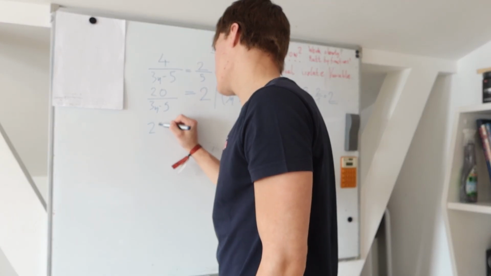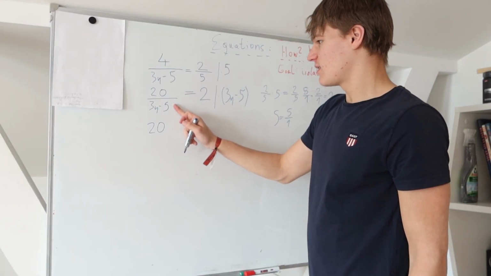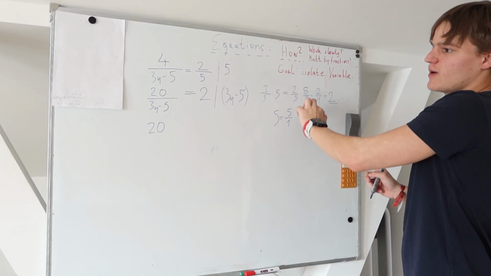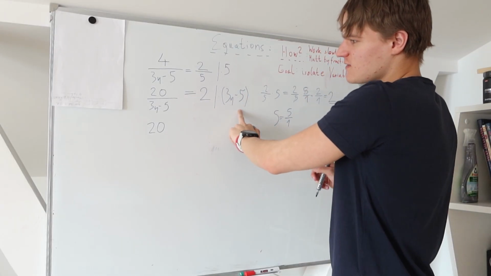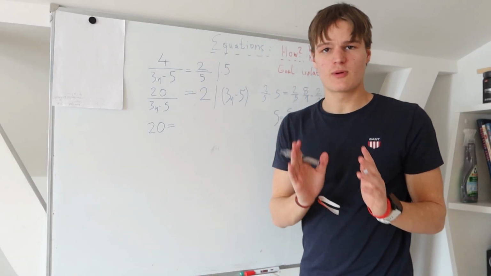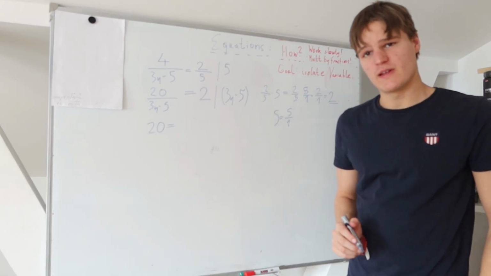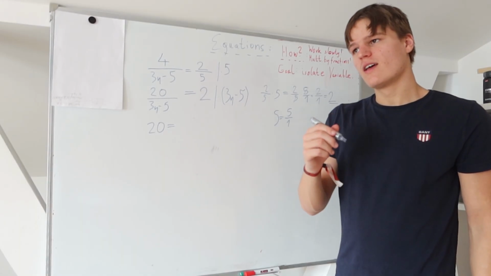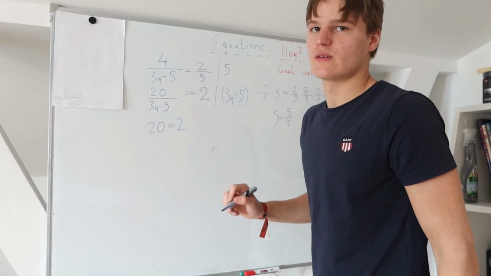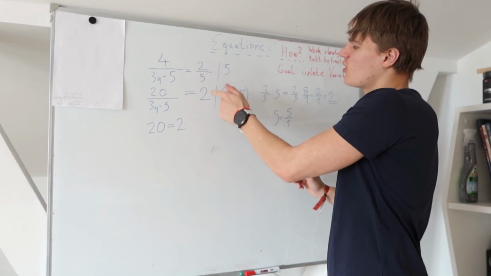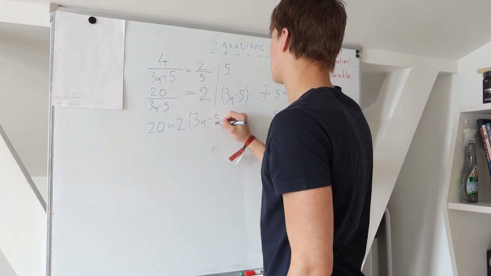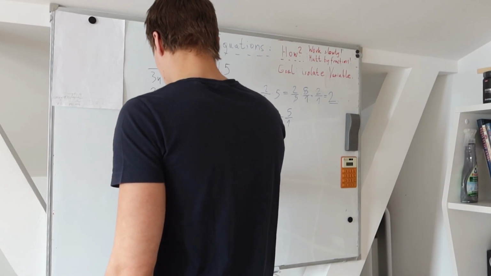We are left with 20, because again, 20 over 3y minus 5 times 3y minus 5 divided by 1. This and this cancel. We're left with 20. Great. Is equal to, and now, very important thing, work slowly. Again, this was explained in my video two videos ago. How do we do this? Well, you have to multiply everything by everything. So we have 2 times the whole thing. 2 times, open up the brackets, 3y minus 5, close the brackets. Good.